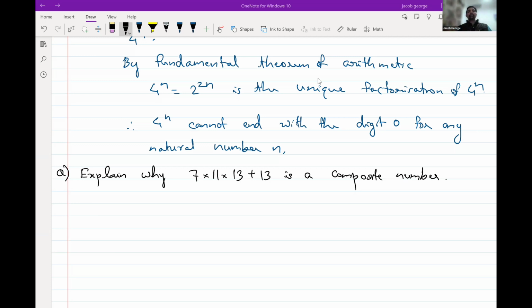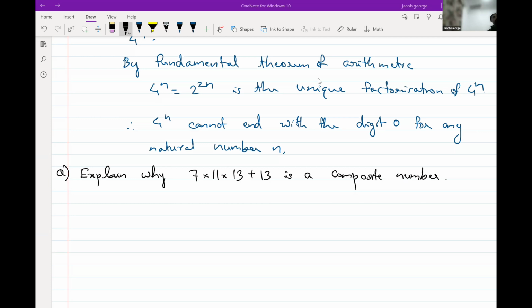Method of doing, there will be a common factor in these two terms. Why two terms? Plus or minus sign separate terms. Can you see a plus sign in between? The part before the plus sign is the first term. The part after the plus sign is the second term. So how many terms are here? 2 terms are there. Multiplication together is considered as a term. So 7 into 11 into 13 is the first term. Then 13 is the second term.